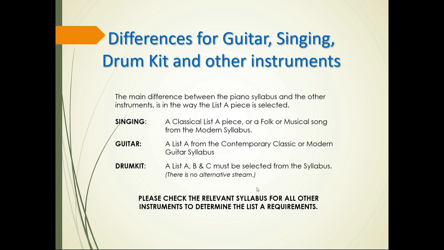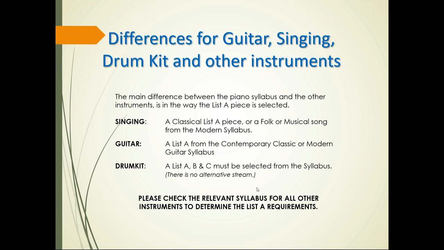So the differences for guitar, singing, drum kit and other instruments are not very big. They're not major. So the main difference between the piano syllabus and the other instruments is in the way the list A piece is selected.